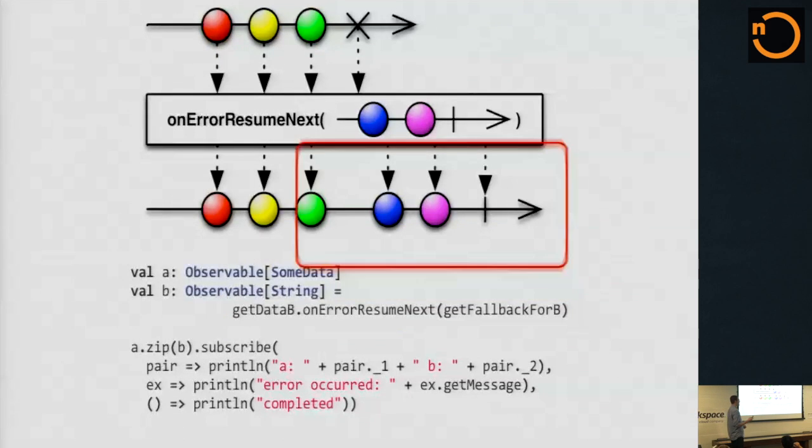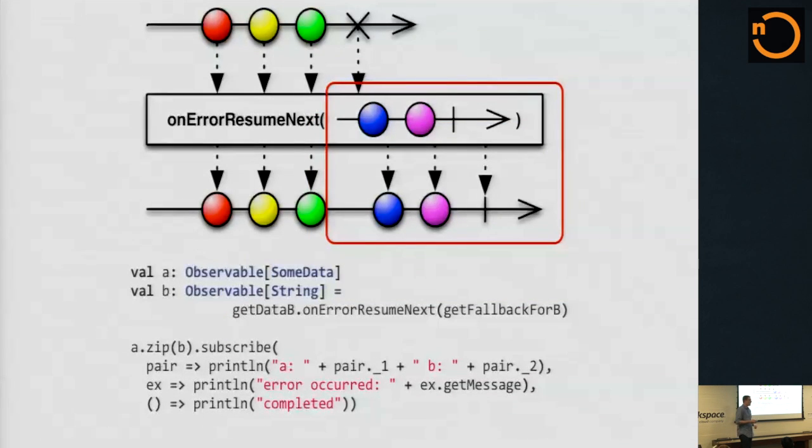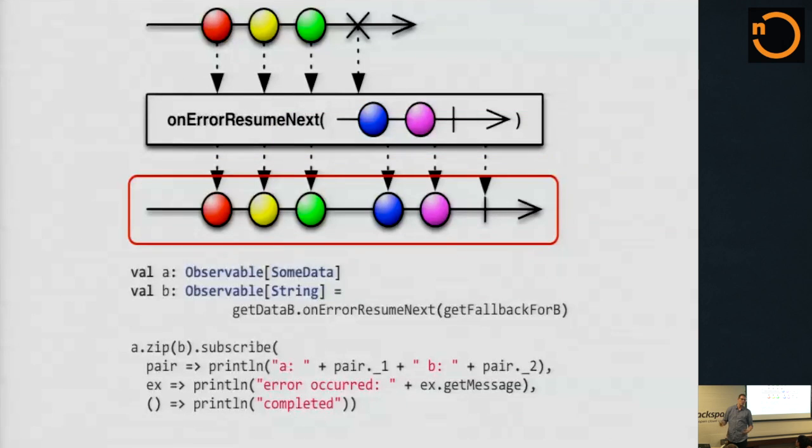And in this case, I've passed in a function, getFallbackForB. When that error occurs, I will switch the subscription from the one that just failed, turn it to the other observable that I've passed in, subscribe to that one instead and continue with that sequence of events. So in this case, you could flip to fallback data, or a tombstone event or an empty response, whatever makes sense for your use case.